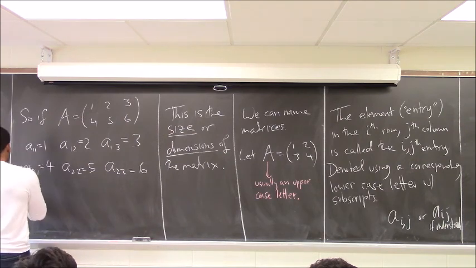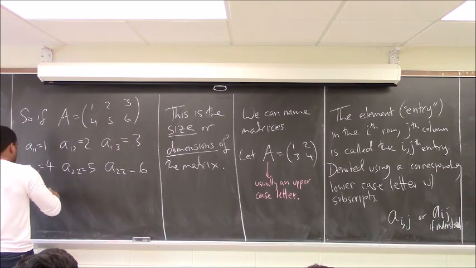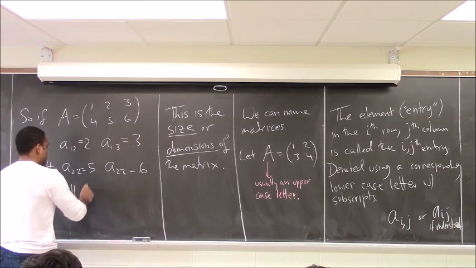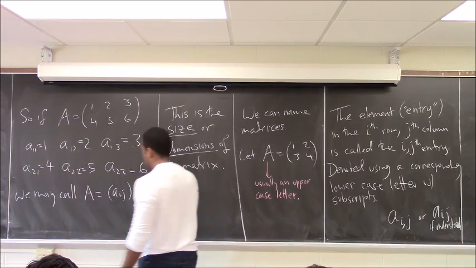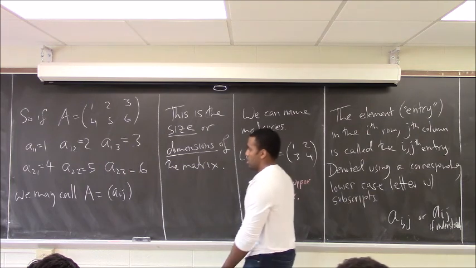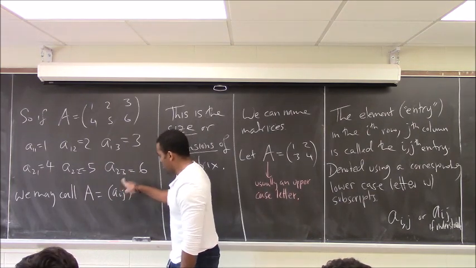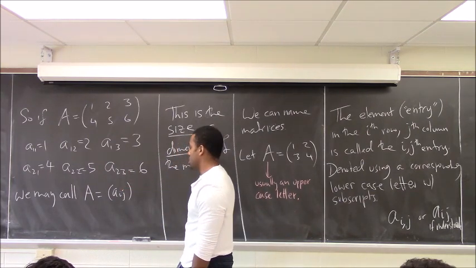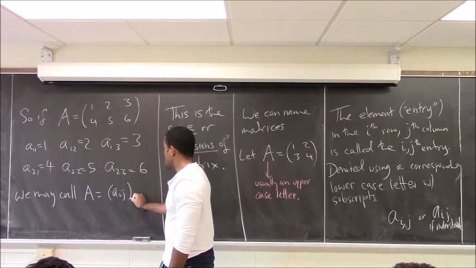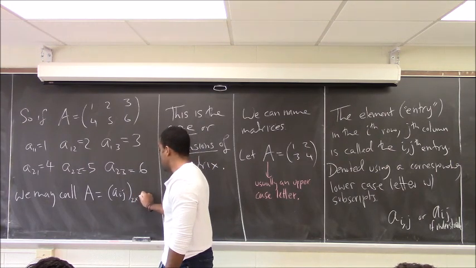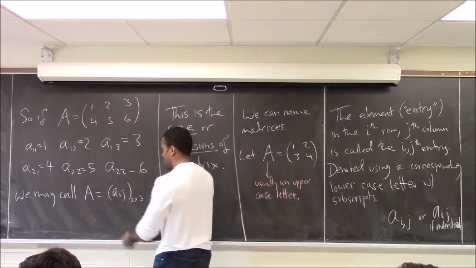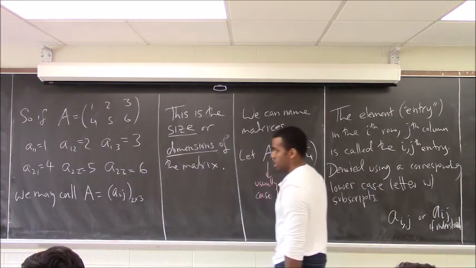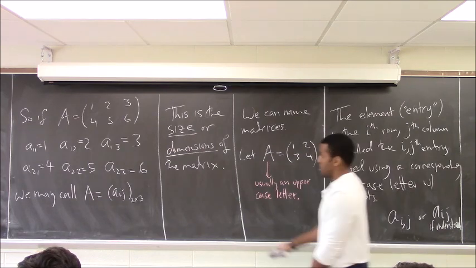And we may call A to be this, they might use that. So if you put these little things with parentheses around them, it's referring to a matrix, and for emphasis we might denote the size 2 by 3. They'll use that a lot when they're proving matrices. It's a nicer way to actually explain what's going on in the proof.